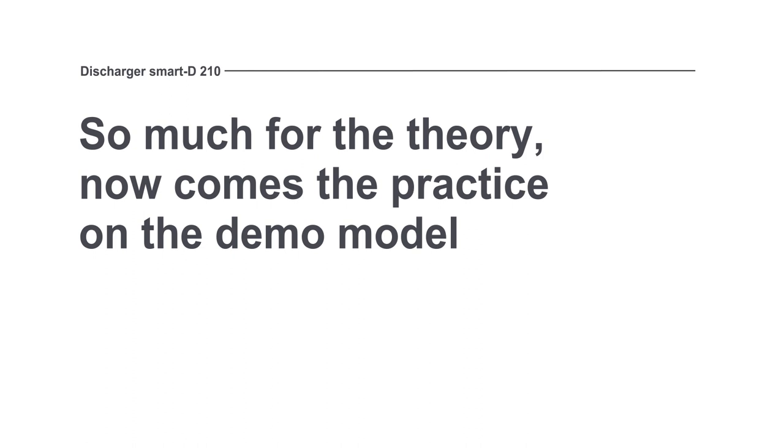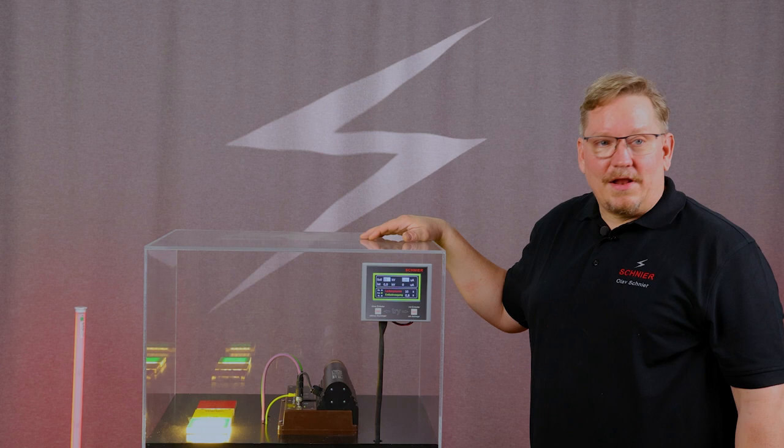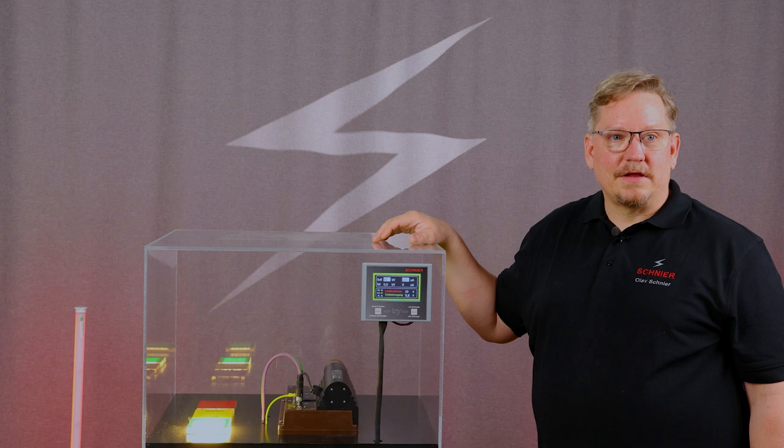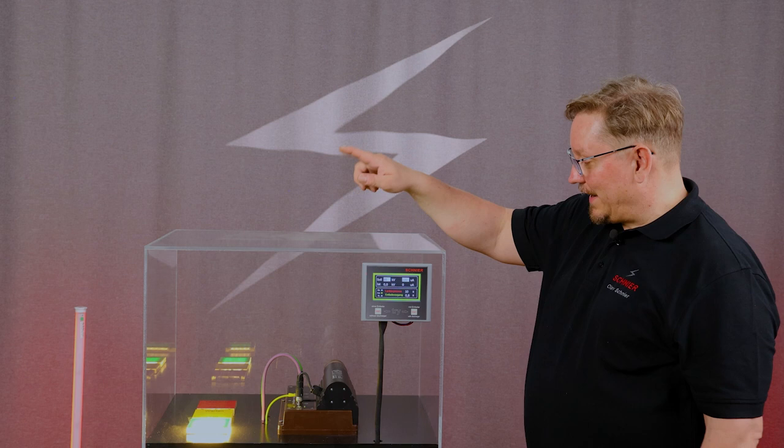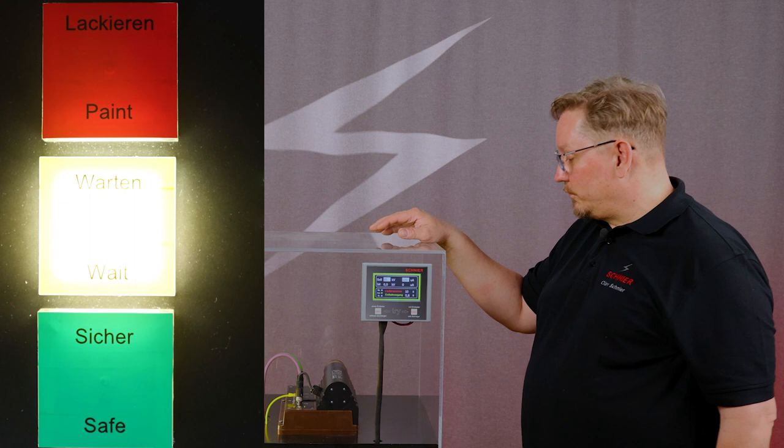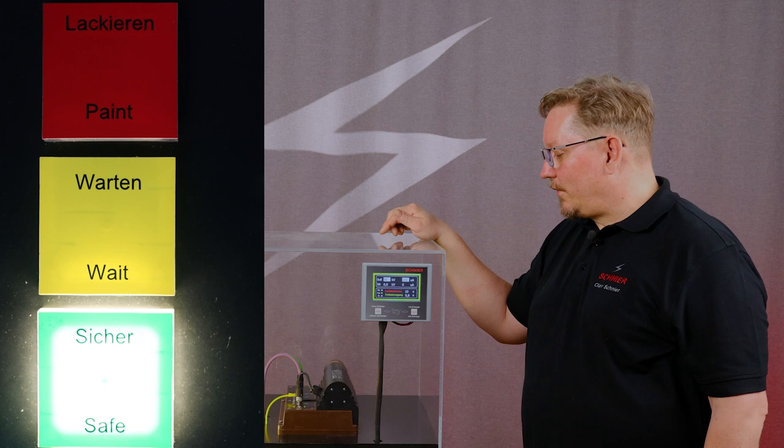Let's take a look at it in practice. So here we have our demo model with a discharger. In this case, a Smarty 510 with an integrated discharger. So it is piggybacked onto the high voltage generator. We have 3 LEDs: paint, wait, and green. Wait means the high voltage is switched off but not yet safely discharged. And green means safely discharged, no longer ignitable.